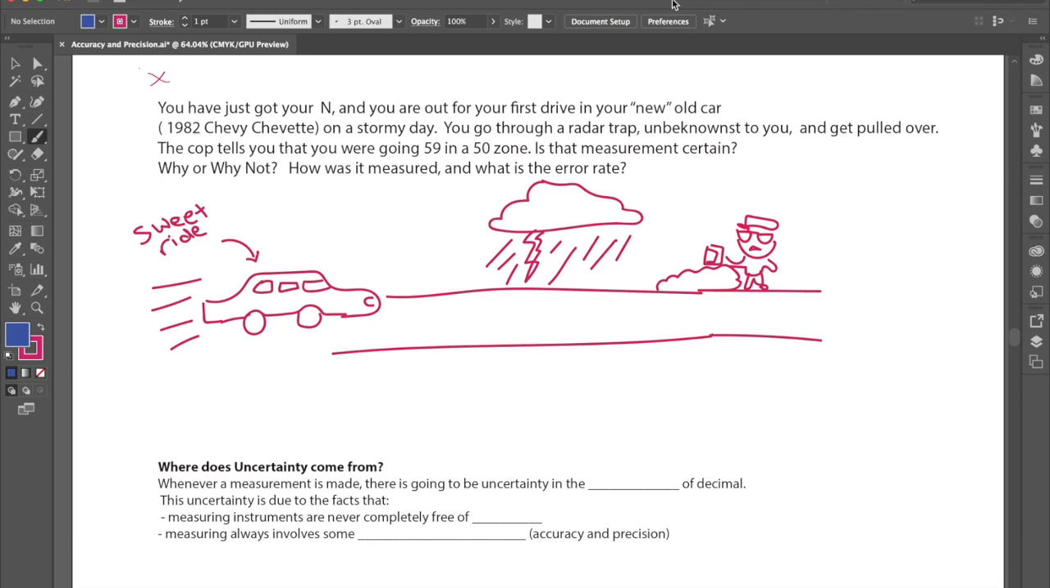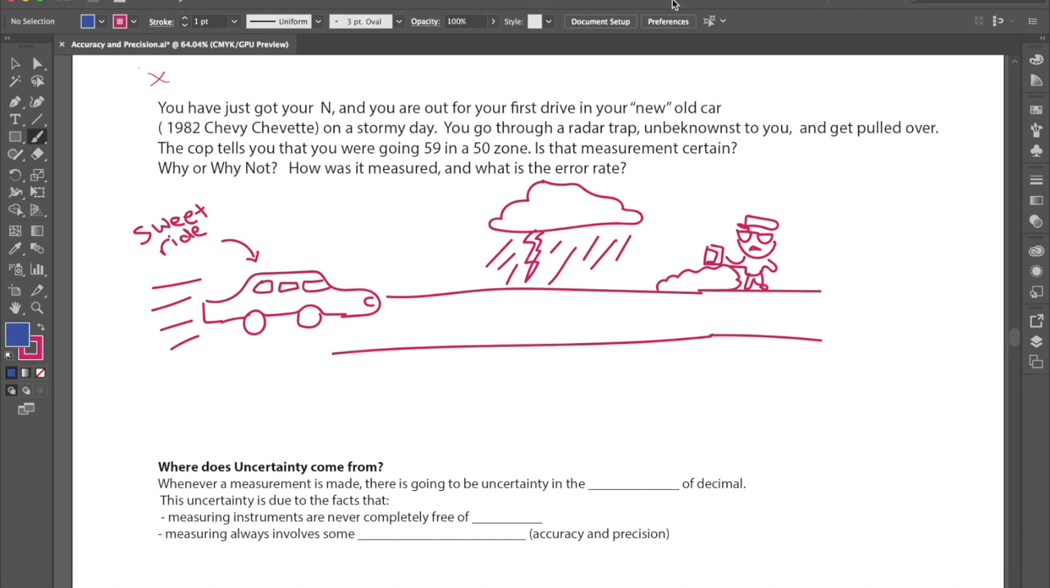So I want to start off this lesson by telling a little story. Let's imagine that you've gotten your N and you're out for your very first drive in your newish old car, your '82 Chevy Chevette, and it's a stormy day. And as you're driving, unbeknownst to you, you go through a radar trap and you get pulled over. Now the cop tells you that you're going 59 in a 50 zone.